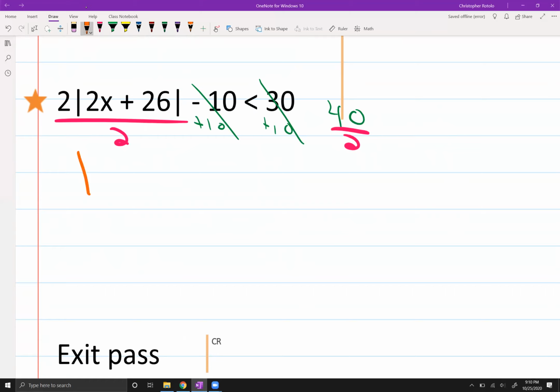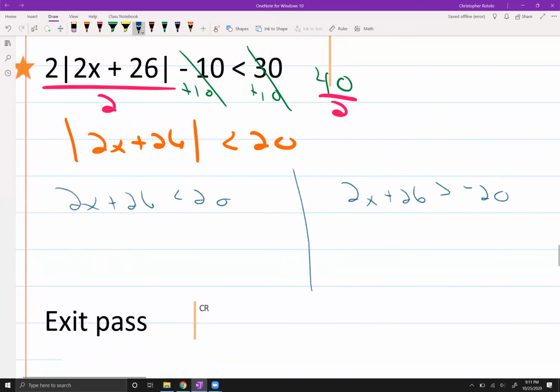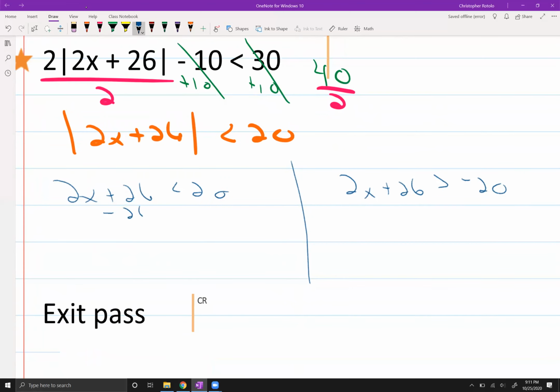So we're down to the absolute value of 2x plus 26 is less than 20. And now we're ready to start actually writing our two equations. 2x plus 26 is less than 20. 2x plus 26 is greater than negative 20. And now we're in business here. We're going to subtract 26. That was just a 20 there.